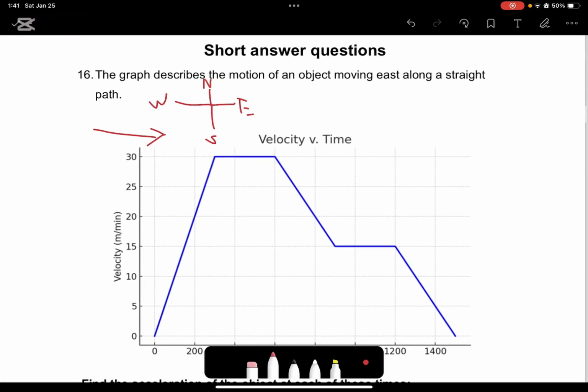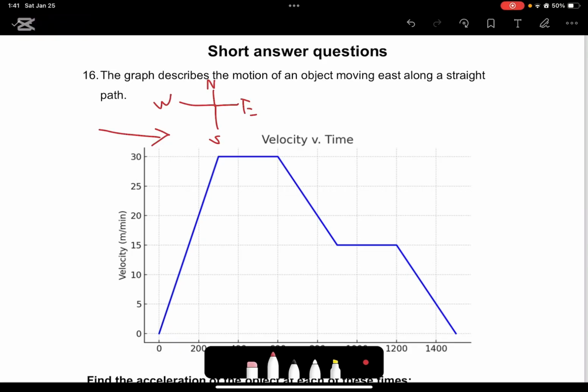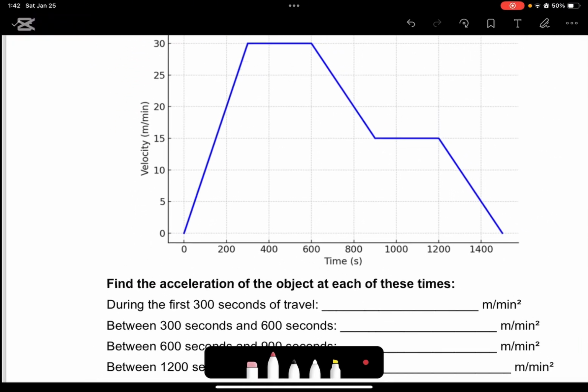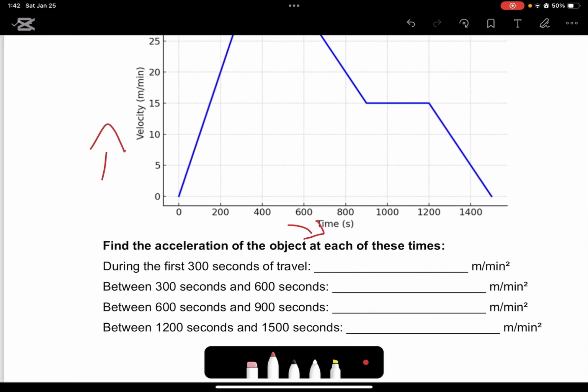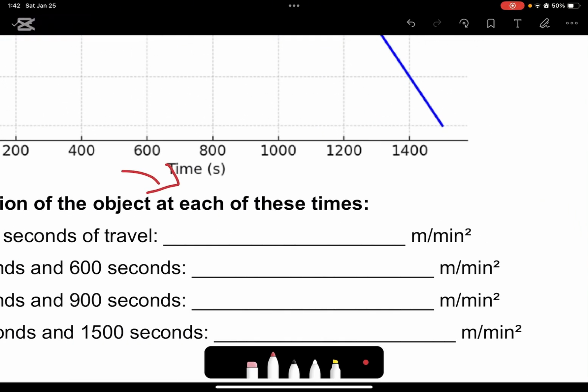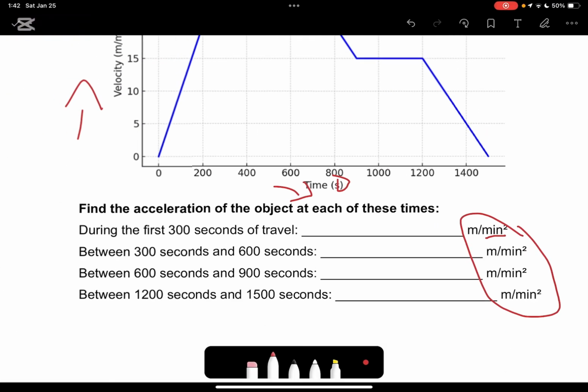So the graph describes the motion of an object moving. Imagine the blue line is an object moving east along the straight path. This is the velocity, so it's the speed, and this is the time. You have to remember that the unit is meters per minute, not per second, because here it gives you seconds. Let's continue.